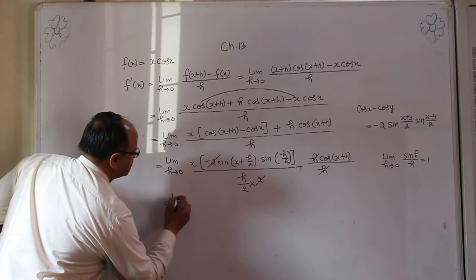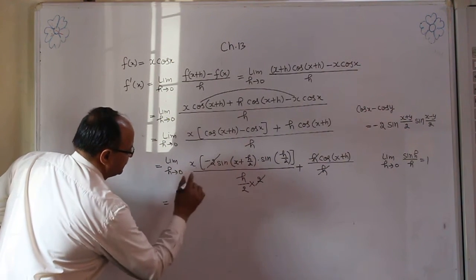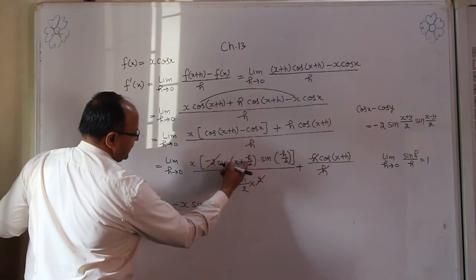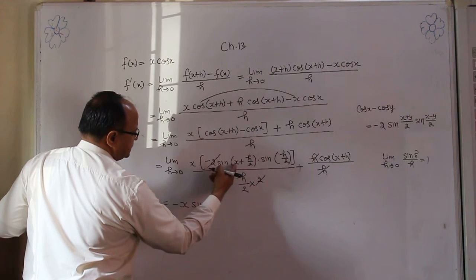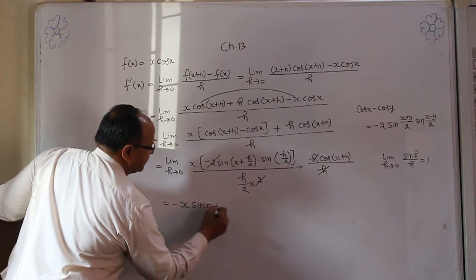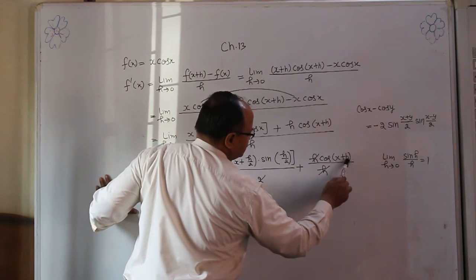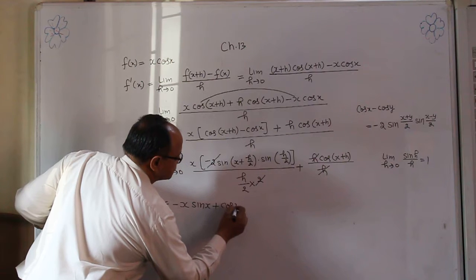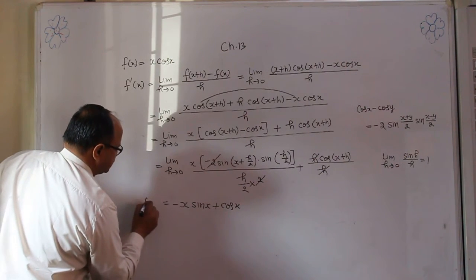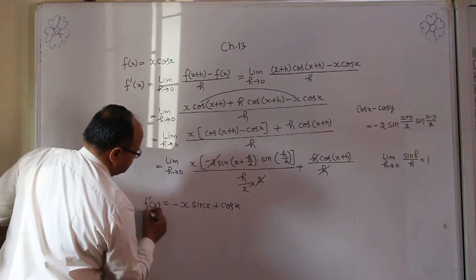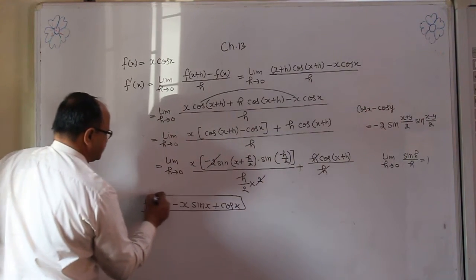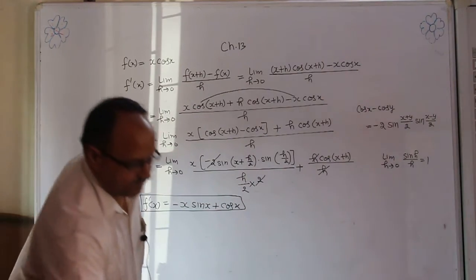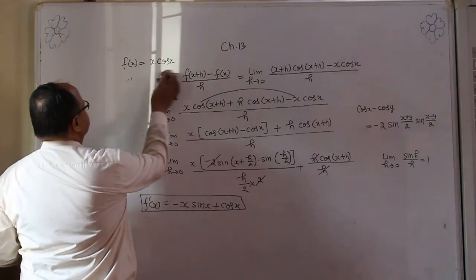Therefore you can apply direct limit: x sin x, when you put h equal to 0, it becomes 0, x plus 0, 0 x, plus when you put h equal to 0 here, then cos x. So this is the derivative of the given function using first principle. This is the answer of this question. Okay. Next.